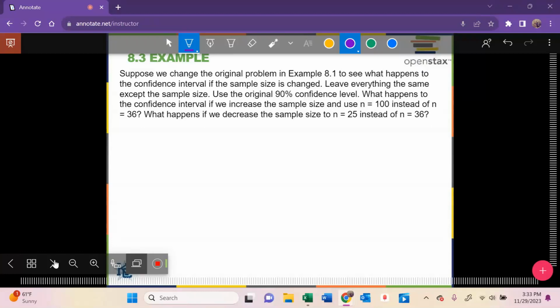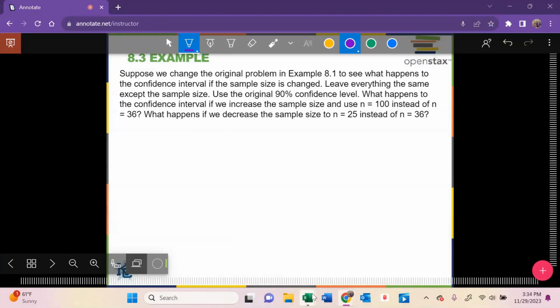So let's take a look at 8.3. Suppose we change the original problem in example 8.1 to see what happens to the confidence interval if the sample size has changed. Leave everything the same except for the sample size. Using the original 90% confidence level, what happens to the confidence interval as we increase the sample size and use n equals 100 instead of n equals 36? What happens if we decrease the sample size to n equals 25 instead of n equals 36?